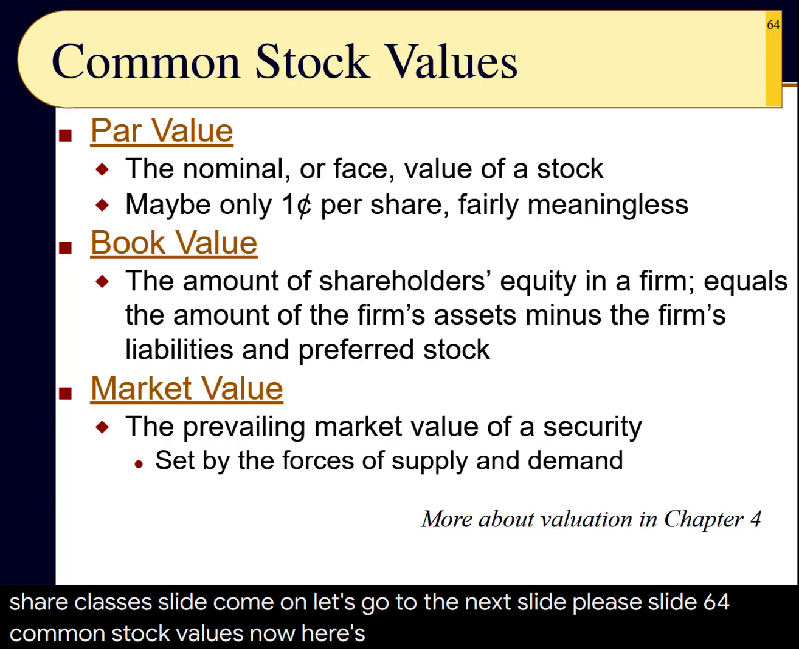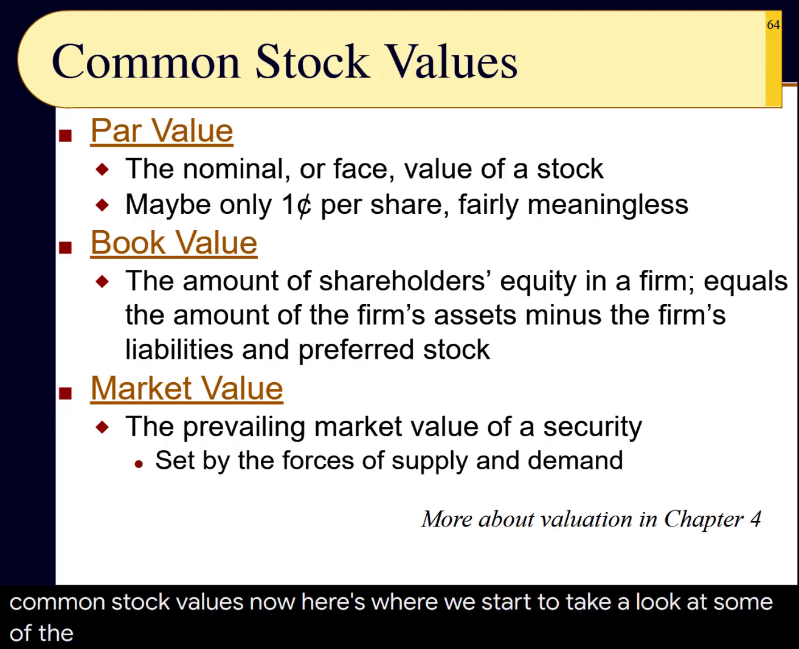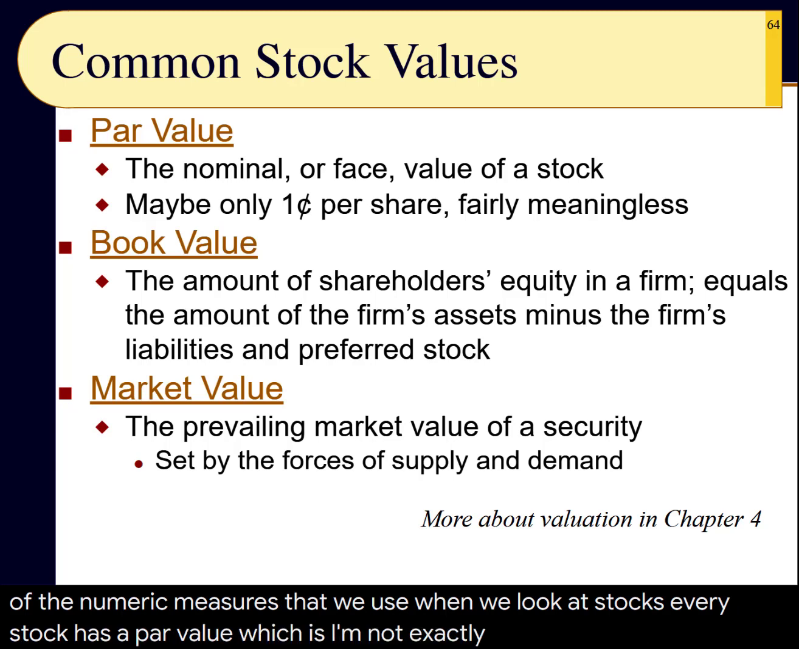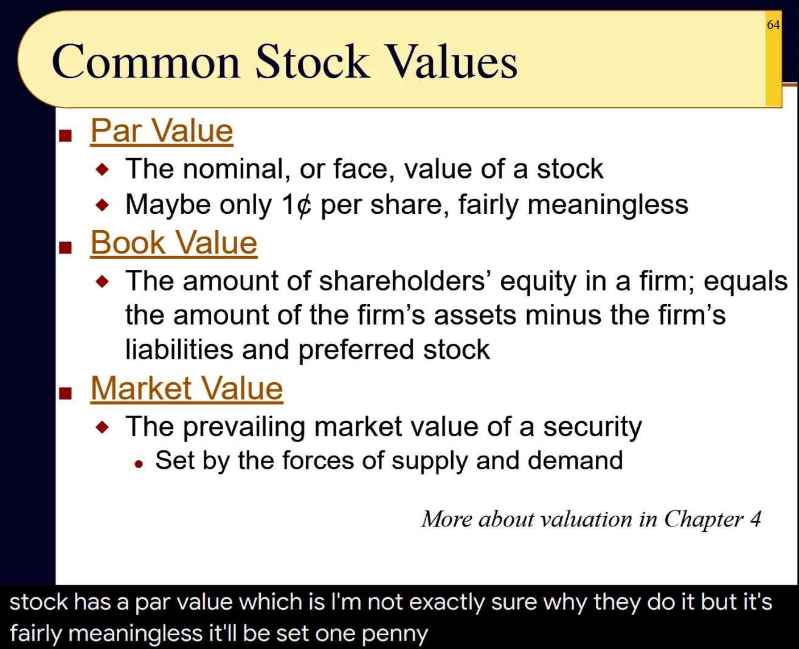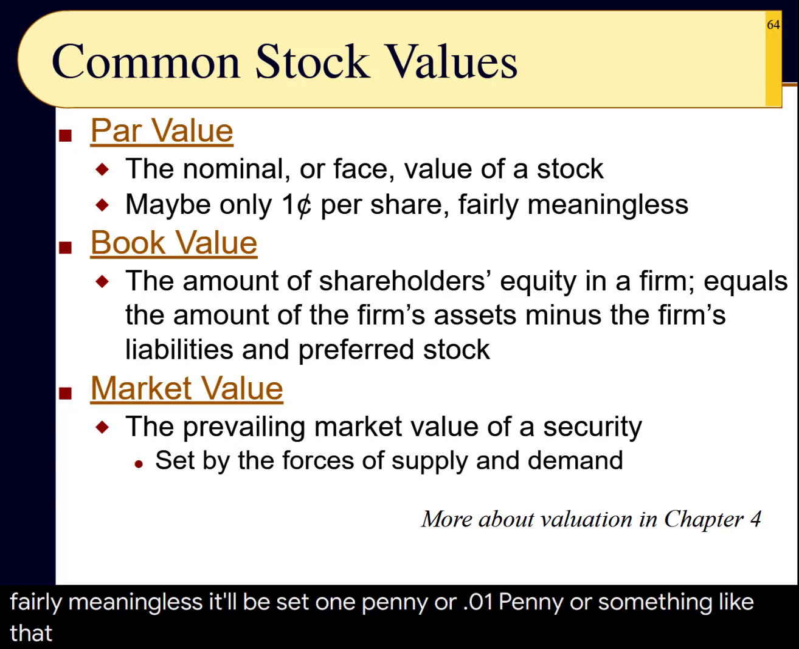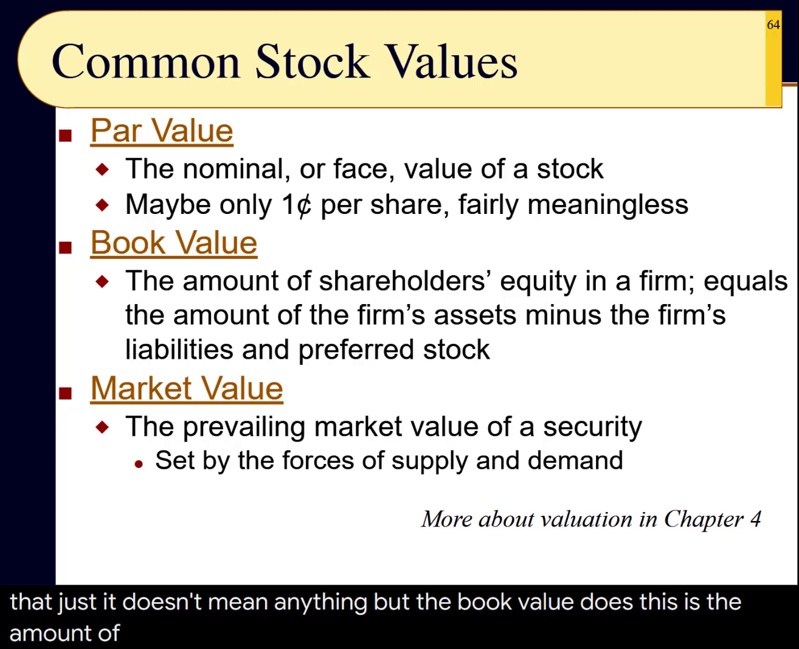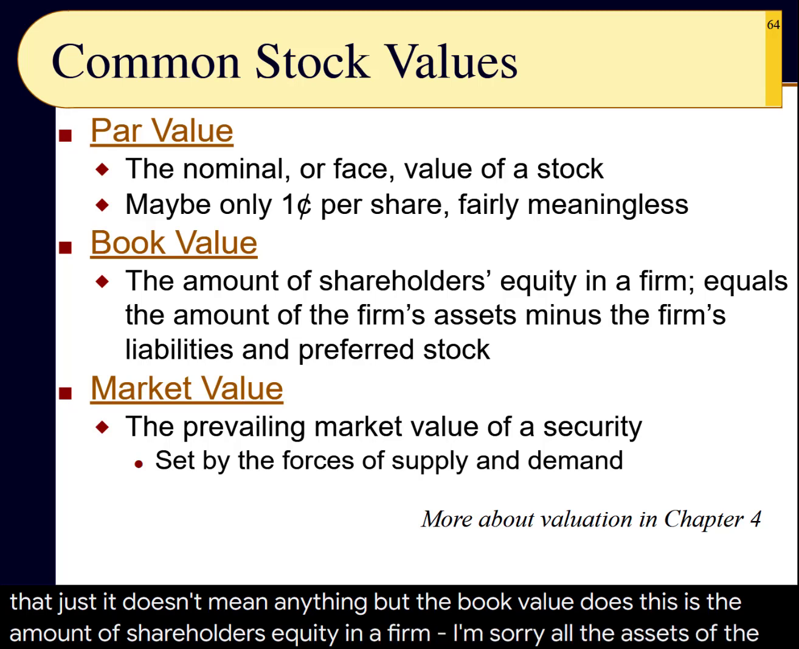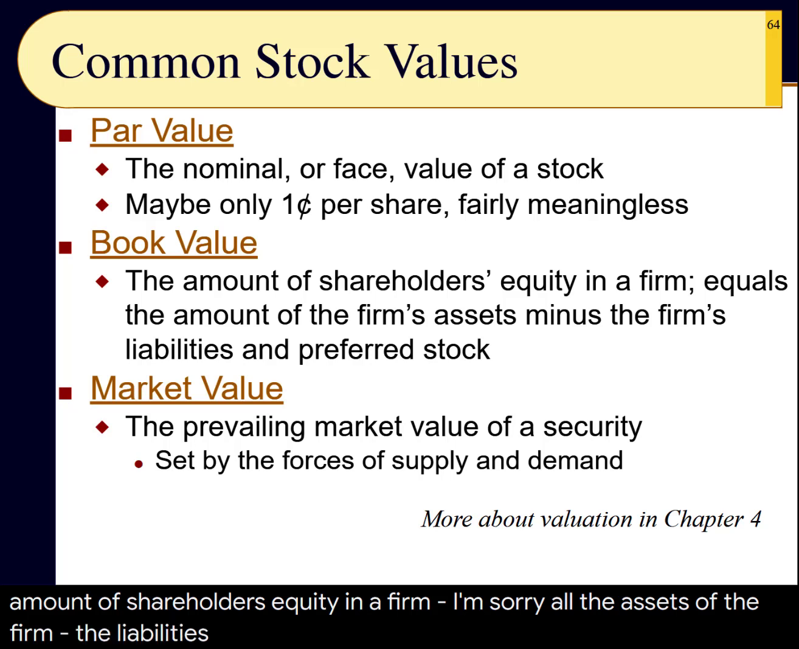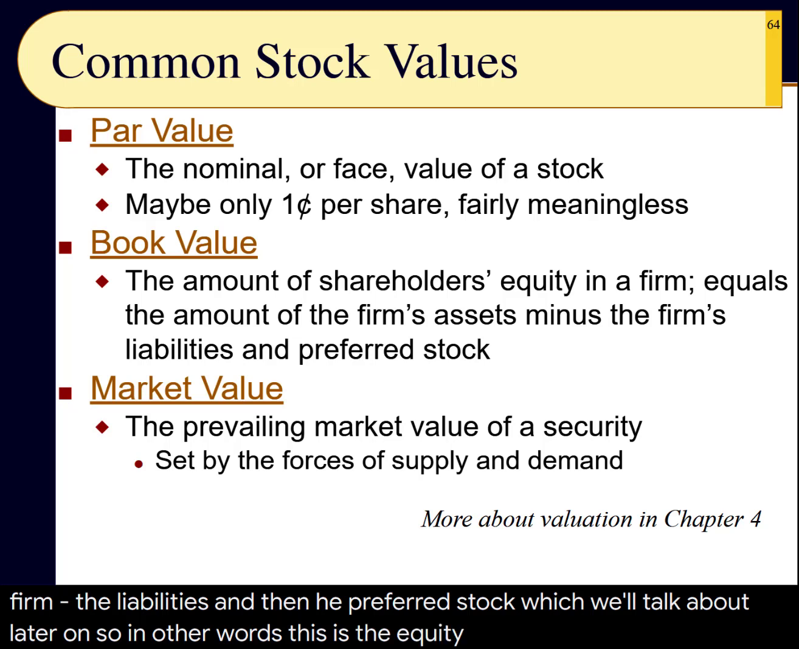Now, here's where we start to take a look at some of the numeric measures that we use when we look at stocks. Every stock has a par value, which is, I'm not exactly sure why they do it, but it's fairly meaningless. It'll be set at 1 penny or 0.01 penny or something like that. It doesn't mean anything. But the book value does. This is the amount of shareholders' equity in a firm: all the assets of the firm minus the liabilities and any preferred stock, which we'll talk about later on. So in other words, this is the equity. This is the net worth.